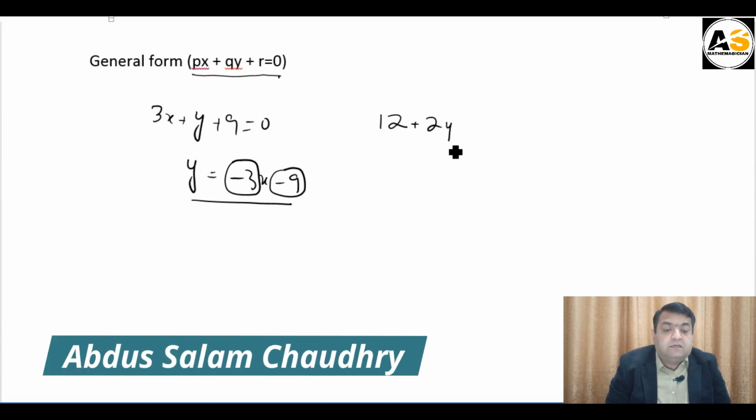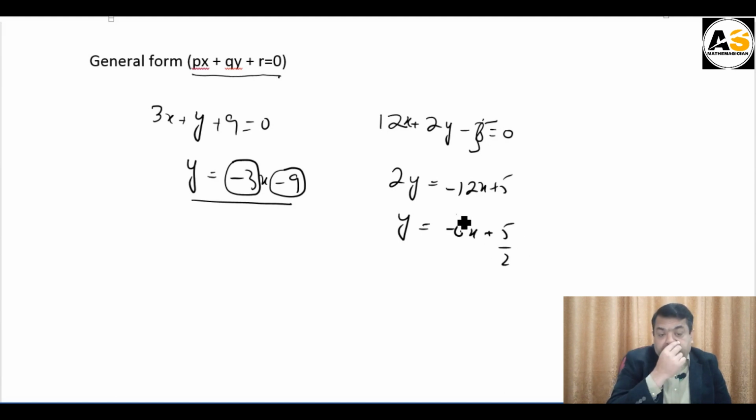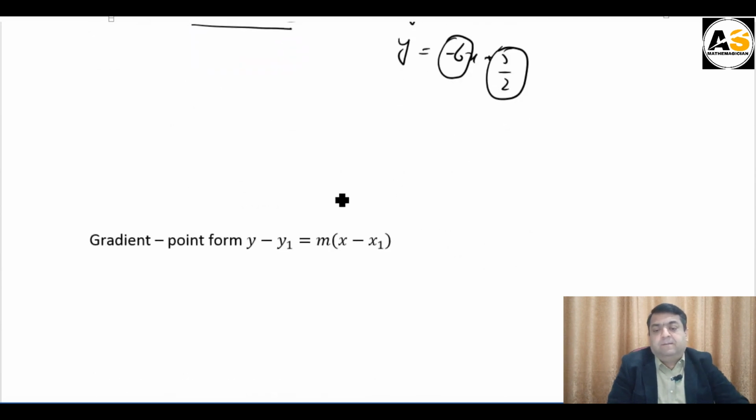Similarly, if I have an equation 12x plus 2y minus 5 is equal to 0, when I solve it for y, 2y is equal to minus 12x plus 5, and y will be equal to minus 6x plus 5 by 2. What is the gradient over here? Minus 6. And what is its y-intercept? 5 by 2. So, please keep in mind that every linear equation in two variables represents a straight line, which can be written in general form like this.